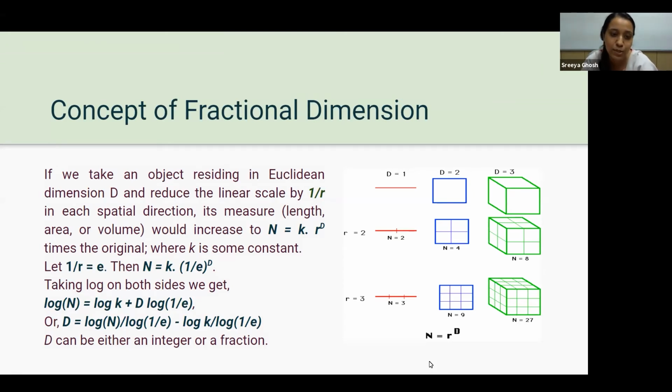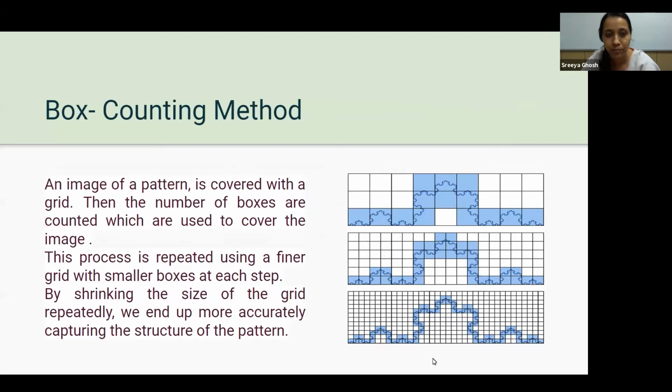As e tends to 0, our right hand side, log k by log 1 by e, tends to 0. So now d can either be an integer or a fraction. If it's a fraction, then the concept of fractional dimension comes. Now this is the box counting method which we have applied to our results.